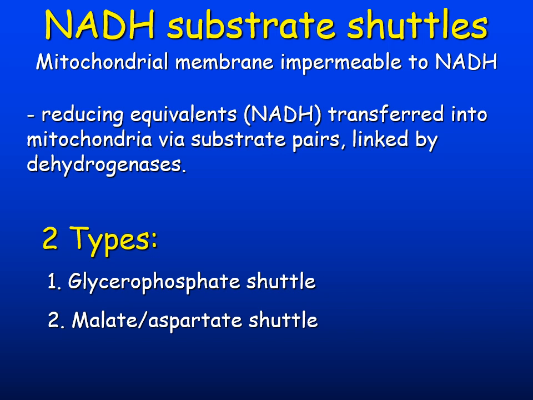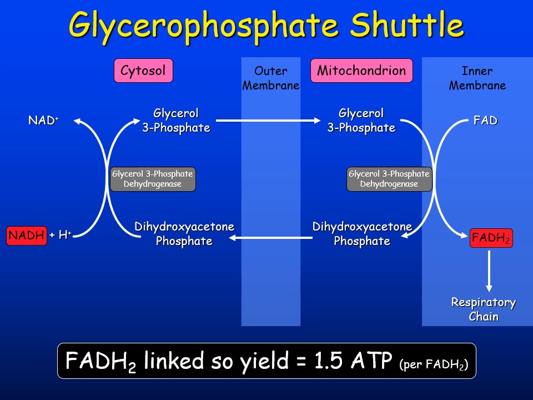And this is where the substrate shuttles come into play. There are two of them that I'm going to tell you about, the glycerophosphate shuttle and also the malate aspartate shuttle. Let's have a look at these two in more detail. So let's have a look at the first shuttle, the glycerophosphate shuttle. This is a bit of a stylized representation. Here we've got the inner mitochondrial membrane and the outer mitochondrial membrane. And then outside of that, we've got the cytosol of the cell.